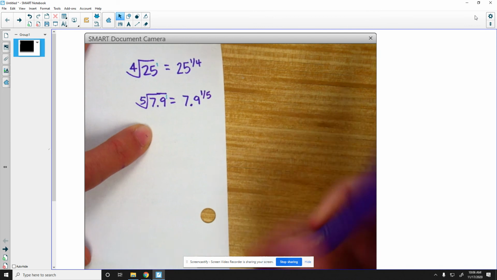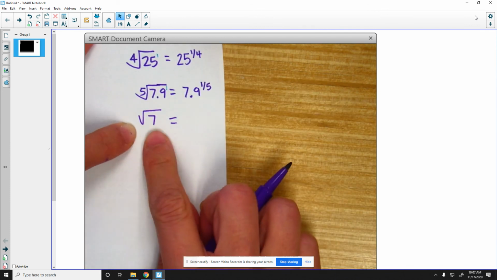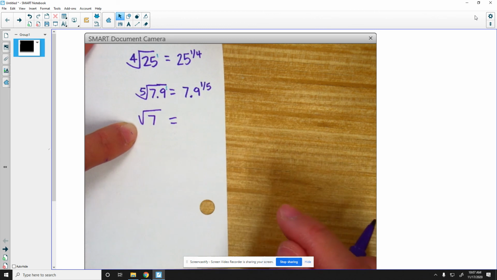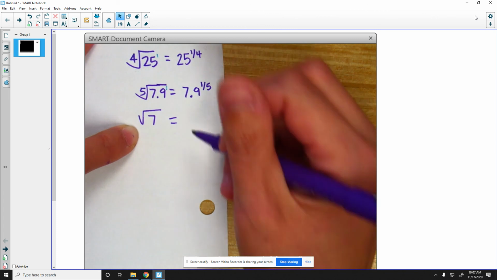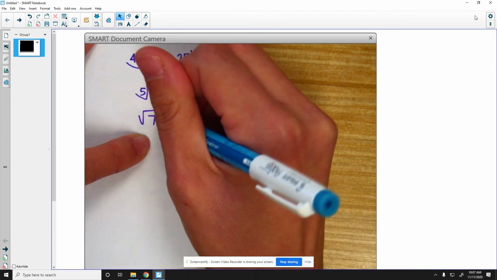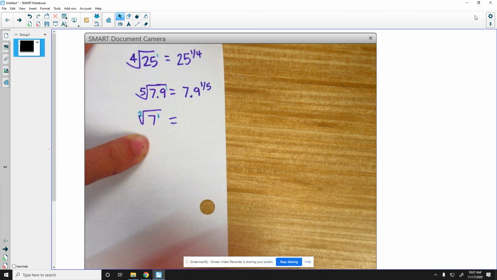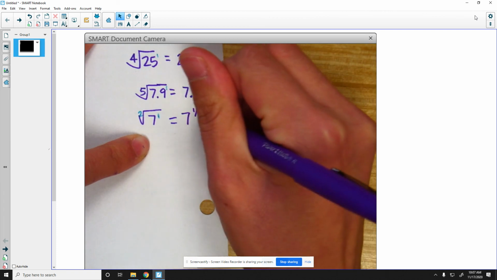Okay, here's a trick question. Don't be tricked. Square root of 7. Don't tell me the answer, but tell me that's like what to the what power? Luis? 7 to the 1/2. Yeah, 7 to the 1/2, right? Because there's a 1 here. You don't see a number here, but remember, if you don't see a number, it's always an imaginary 2. So it's 7 to the 1/2.